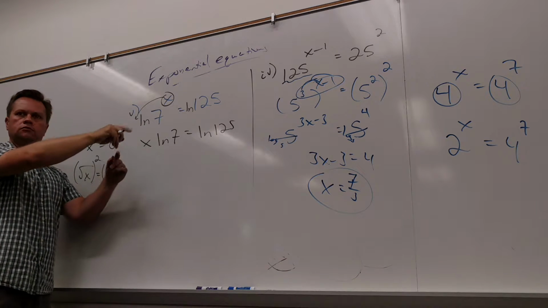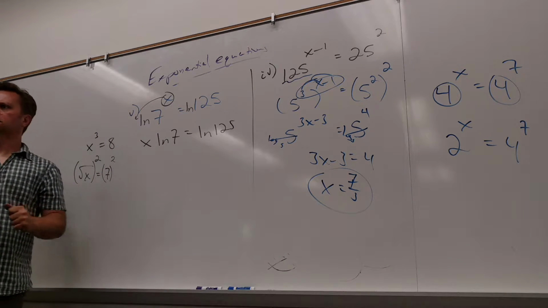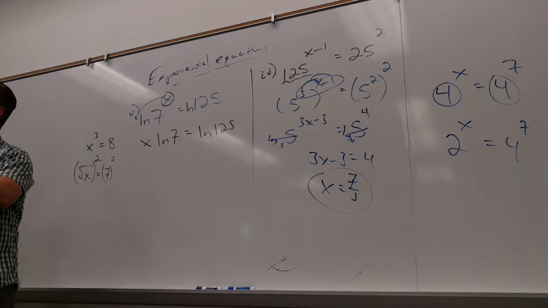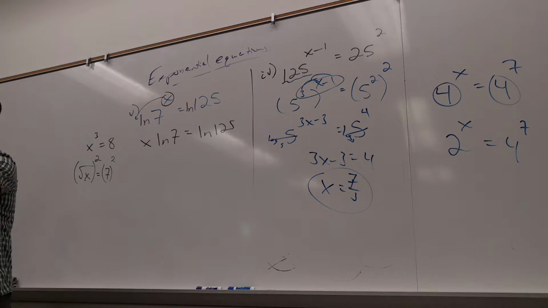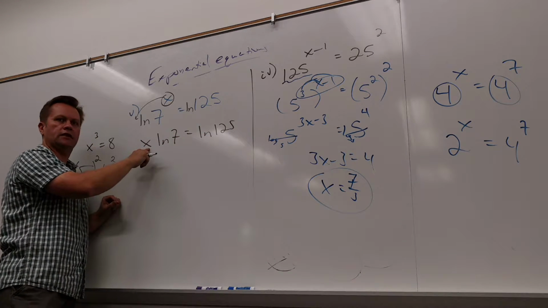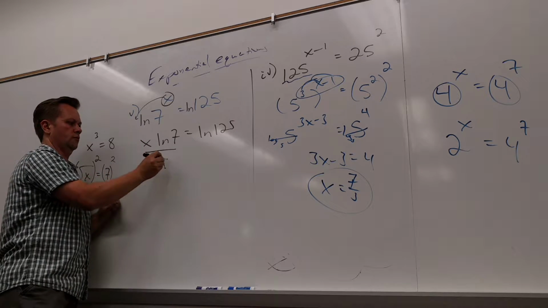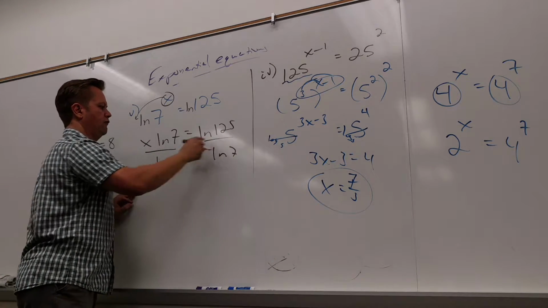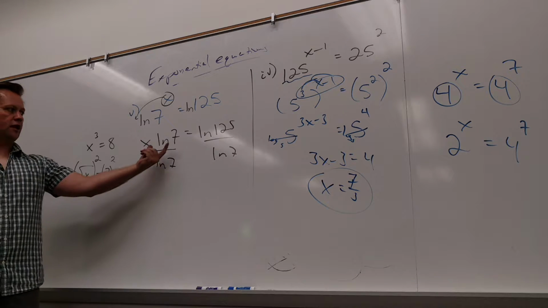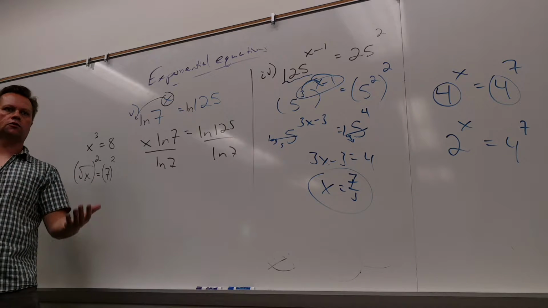And now what can I do to both sides? What is ln of 7? I don't know, but it is a gross number. So x times number equals number. How do I get x by itself? Divide by this number. It's exactly like I have 5x equals something. How do I solve for x? I divide by 5. So I divide by the number that's there that I don't want. Right? Like I always do.